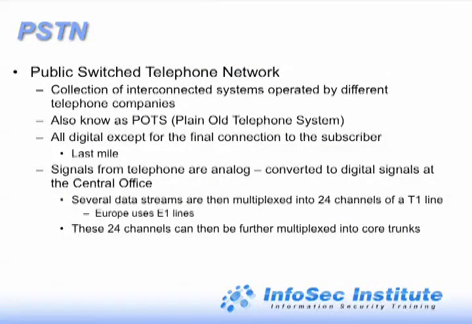Okay, signals from telephones are analog, converted to digital signals at the CO, the central office. Several data streams are then multiplexed into the 24 channels of a T1 line, and these 24 channels can then be further multiplexed into core trunks.